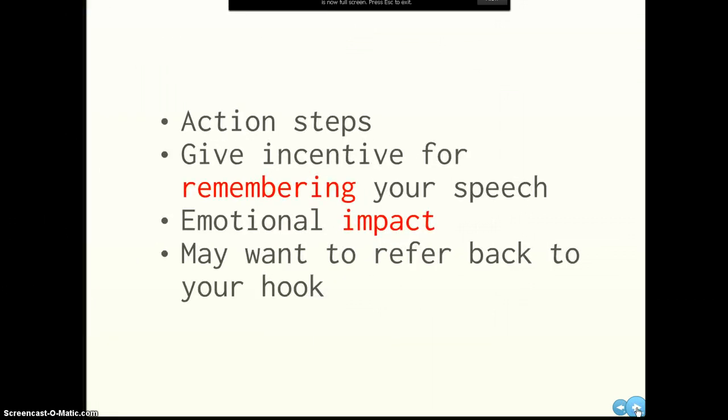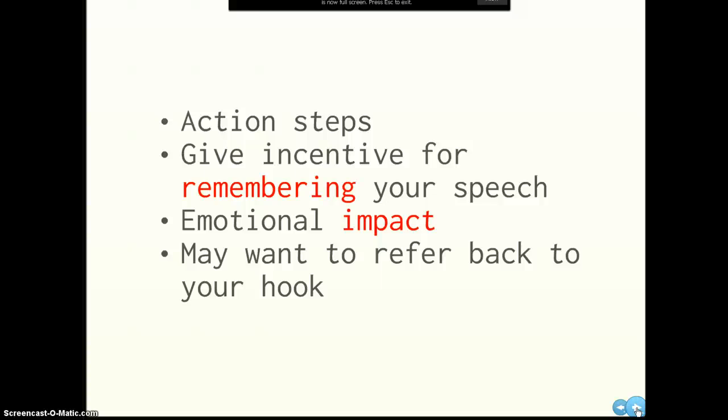They're action steps, so if you want them to take action to recycle or to help encourage people to not text and drive, whatever you're trying to convince us to do, this gives them action steps on how to complete that task. You also give them incentive for remembering your speech. Maybe this topic will be a matter of life and death sometime. Maybe it'll help us save a life, whatever. Also maybe have emotional impact.